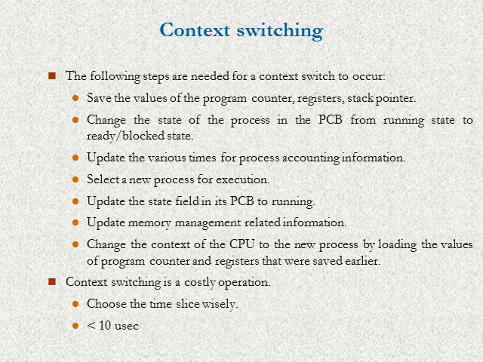Here we have a list of activities that are carried out when we perform this context switch. First of all, the operating system saves the value of the program counter, registers, and stack pointer associated with this process that is going to be taken out from the processor. Then it modifies the state of this process in its process control block. We will discuss in a couple of minutes what it is. And it modifies the state from running to ready or blocked, based on the reason we are having this context switch.